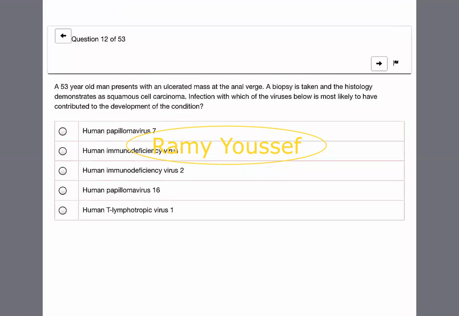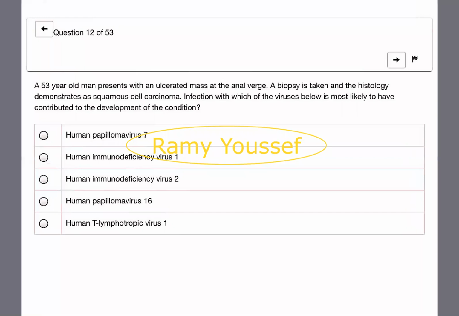Okay, a 53-year-old man presents with an ulcerated mass at the anal verge. A biopsy is taken and the histology demonstrates a squamous cell carcinoma. Infection with which of the viruses below is most likely to have contributed to the development of the condition? Human papilloma virus 16.